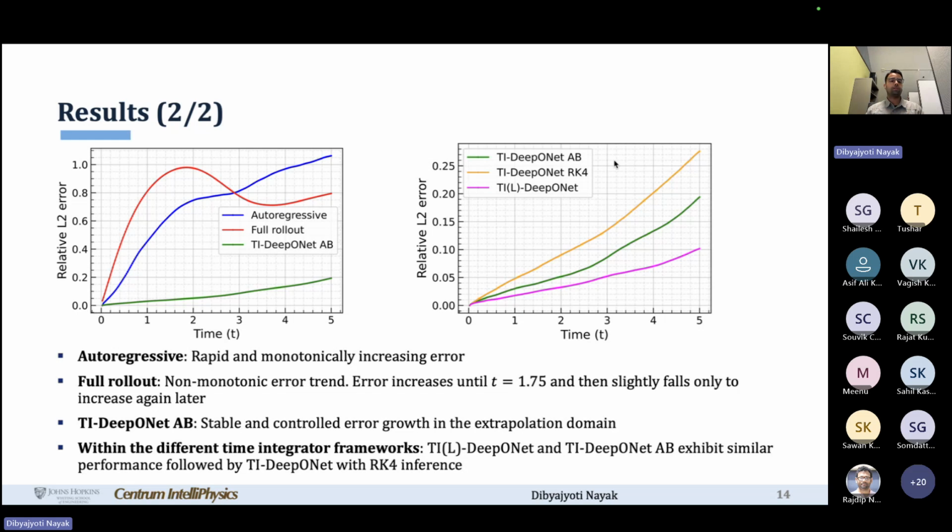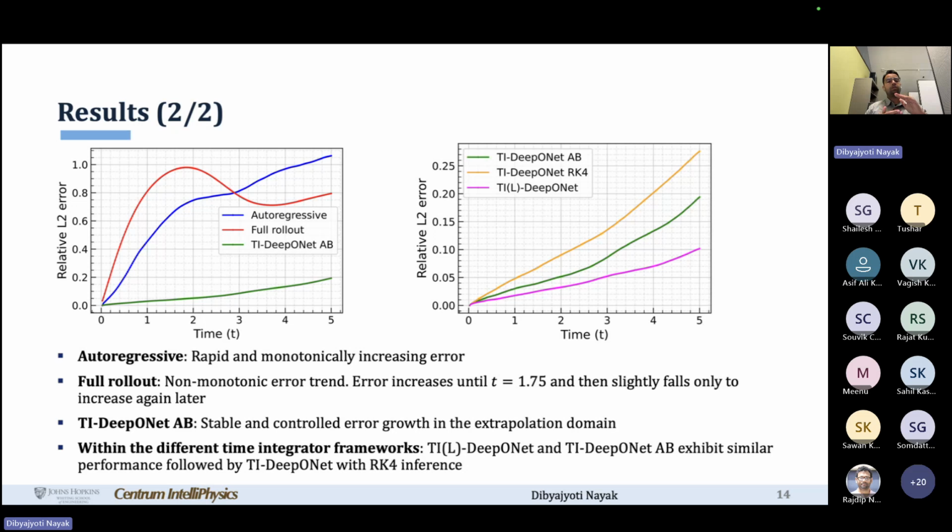We will move on to the relative error plots. Here again, on the left, we compare DeepONet autoregressive, DeepONet full rollout, and the TI-DeepONet. Again, you can see the DeepONet autoregressive has a rapid and monotonically increasing error, and the full rollout has a non-monotonic error trend. There's a reason for this non-monotonic error trend in the full rollout.